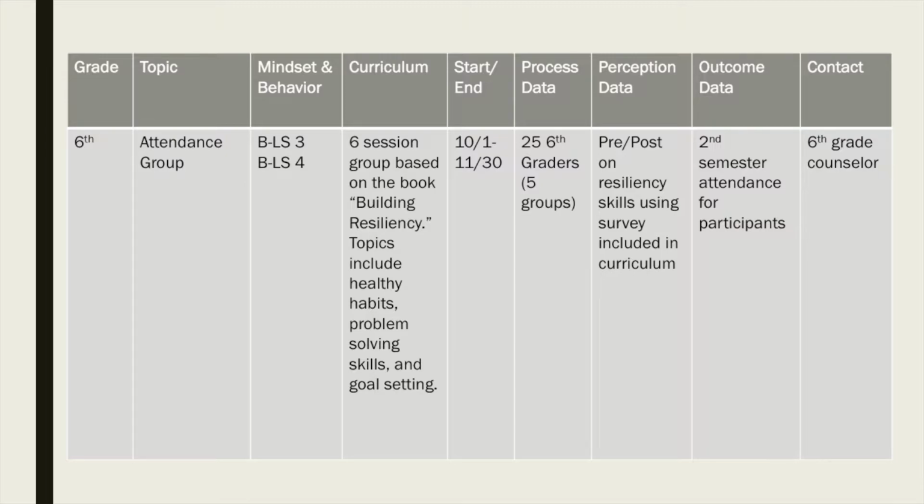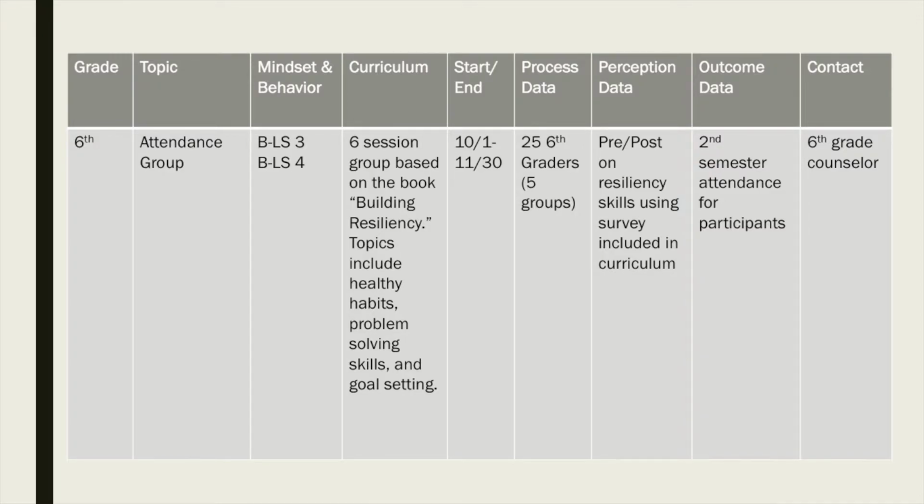The start and end date. Process data: the projected number of students who will be in the small group. If you run multiple sections of the same group, it's fine to include all students in one line. For instance, if you have 4 academic achievement groups running simultaneously, write the total number of students in this group here. Perception data: how you will determine the attitudes, knowledge, and skills obtained in the lesson.